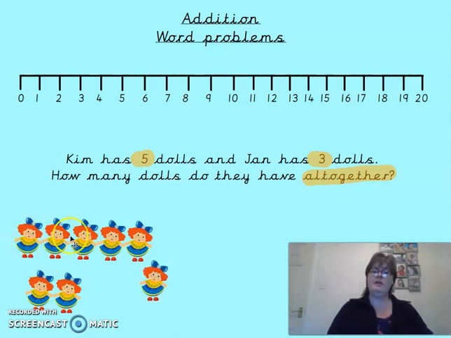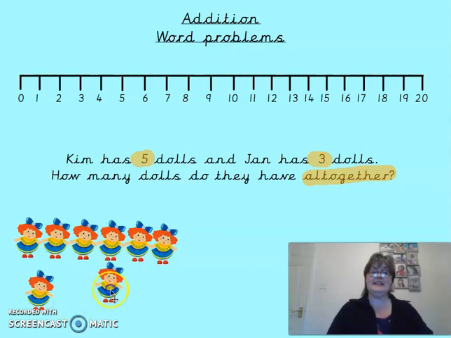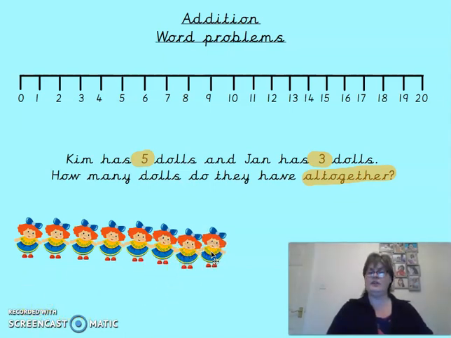So we already know that Kim has 5 dolls. I don't need to go 1, 2, 3, 4, 5, do I? I can just say 5, 6, 7, and 8. Ooh, so I think my answer is going to be 8. I will just check it on the number line just to be sure. So let's have a look.